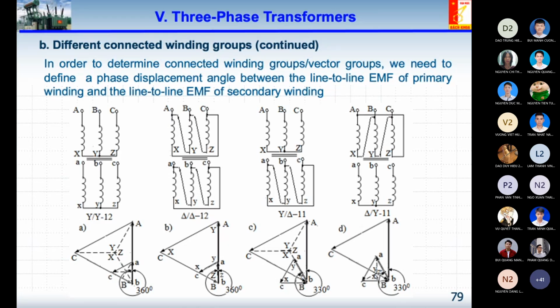Also we can see, for example, number 12 here means that the phase angle between the electromagnetic force of the primary winding and the secondary winding is equal to 360 degrees. And of course here you can see, if you take the number 11 multiplied by 30 degrees, we get what? We get 330 degrees.